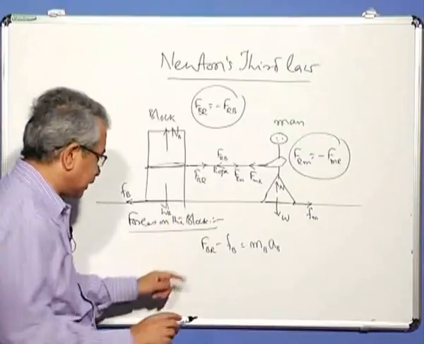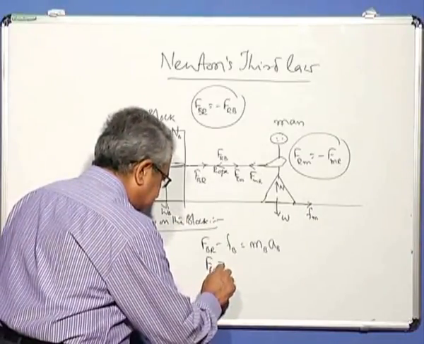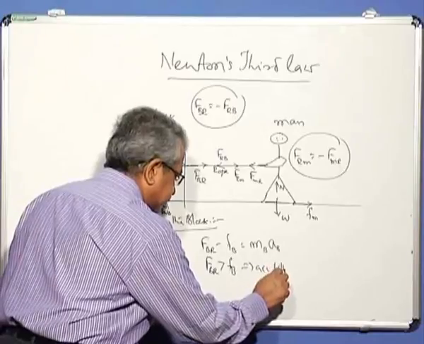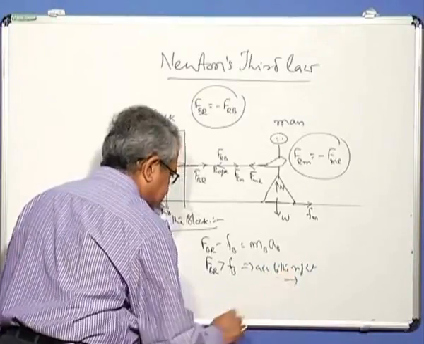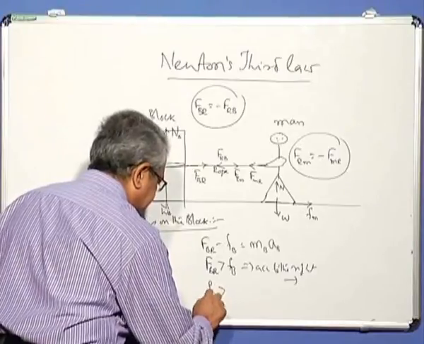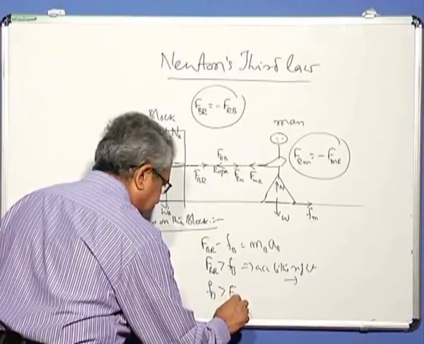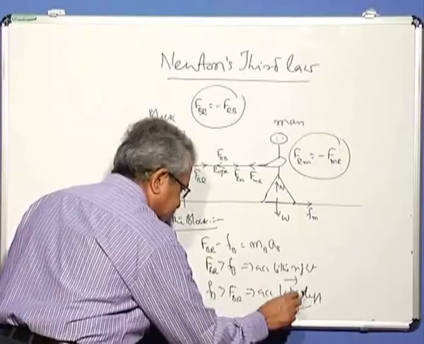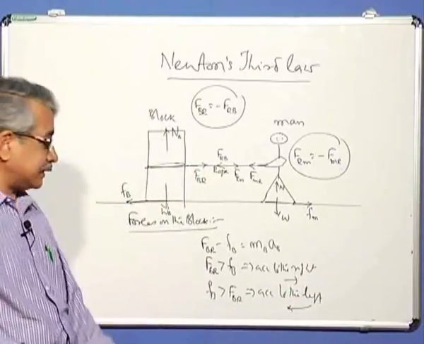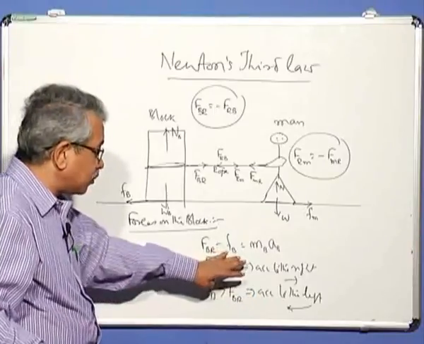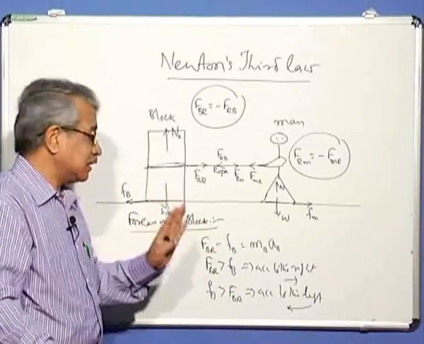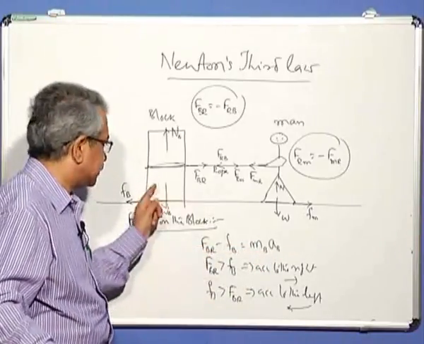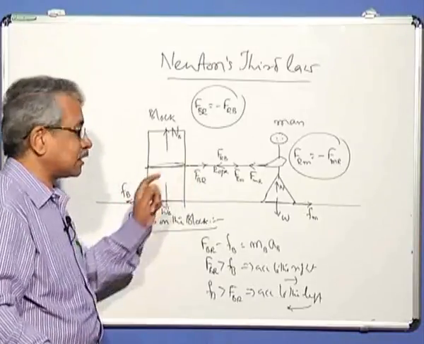When will it be to the right? When F_BR is greater than F_B, then the acceleration will be to the right. On the other hand, if F_B is greater than the force from the rope on the block, then the acceleration will be to the left. So you must account like this for the force acting on that. If the block is not moving at all, then acceleration is zero. That means net force is zero, that means these two are equal and opposite forces acting on the block.